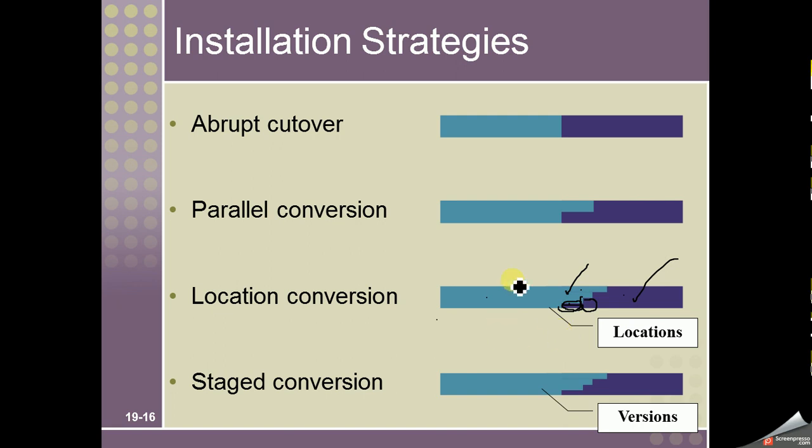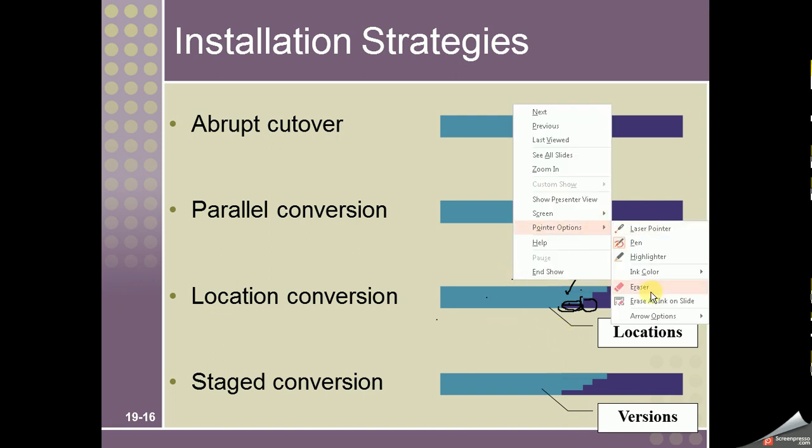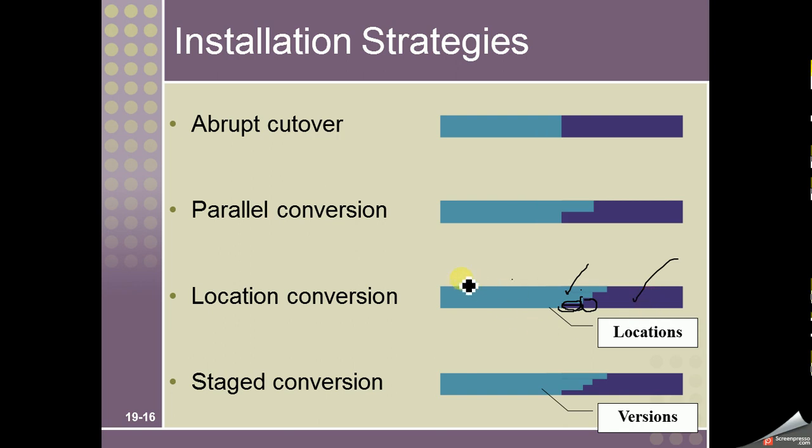So the advantage of this strategy is that, usually we will start from the smallest location with the minimum load. So it gives us a chance to identify and remove the bugs, and the other locations' work will not be compromised. They are still using the old system, and step by step all the locations will move to the new system, right? And what is the disadvantage?